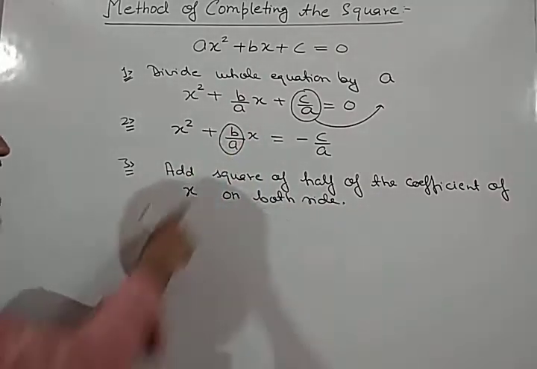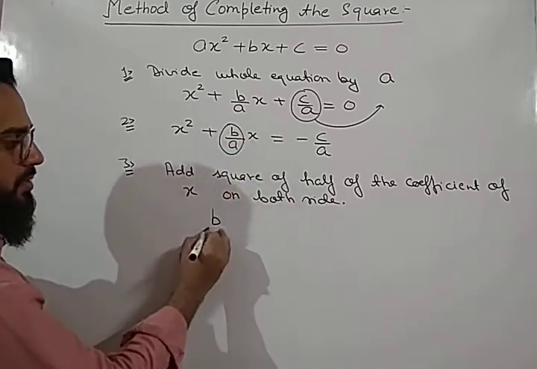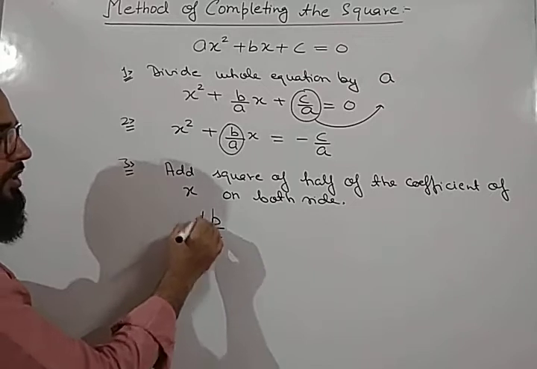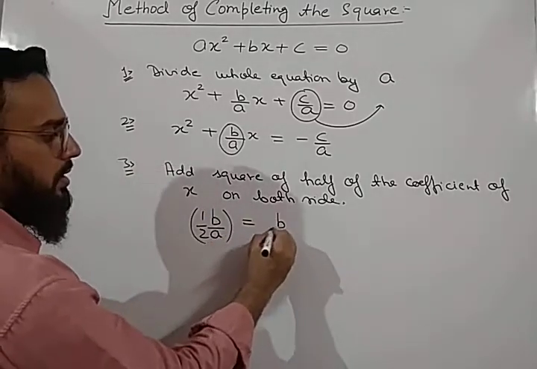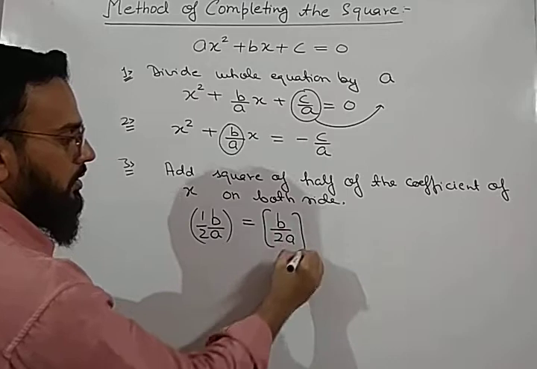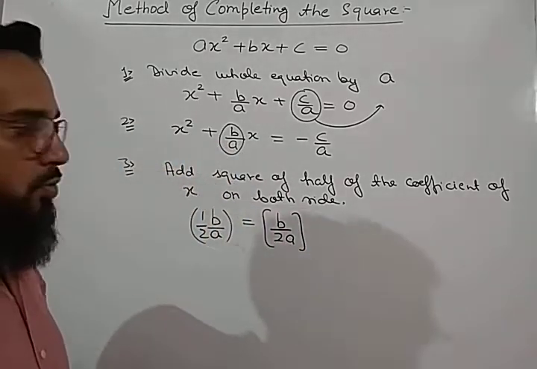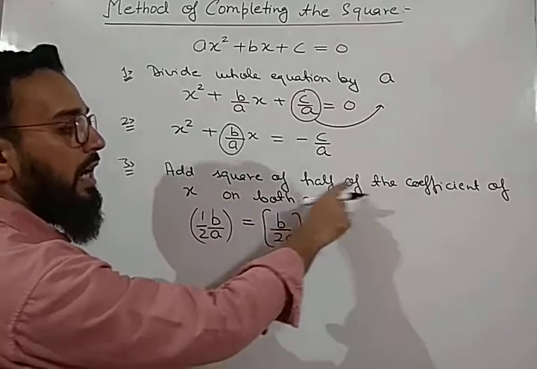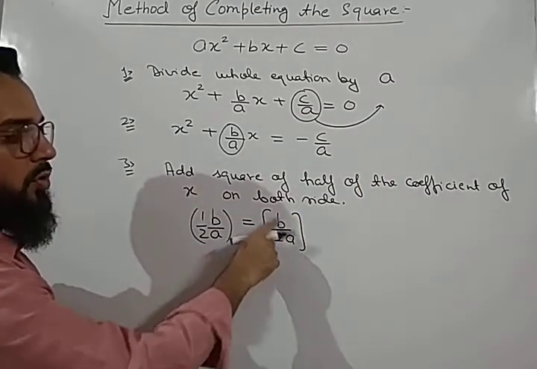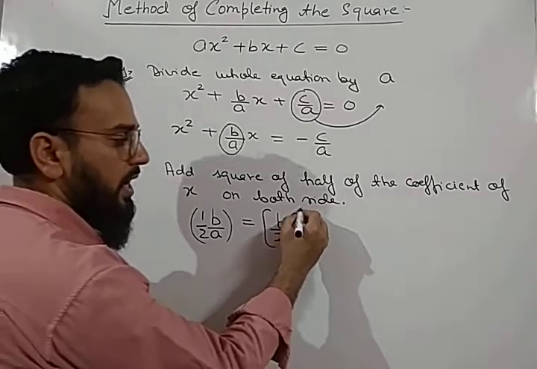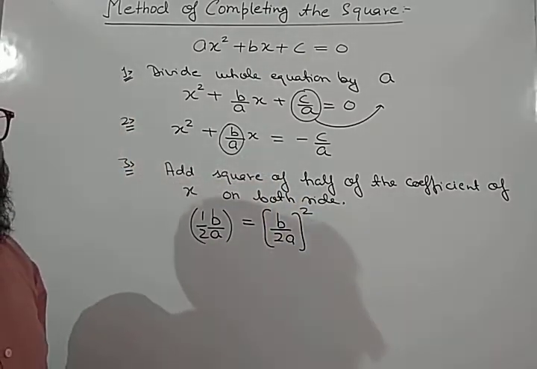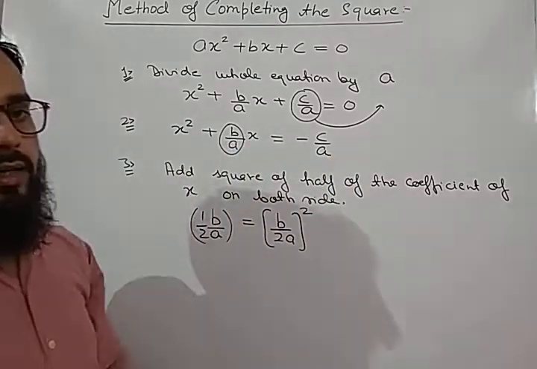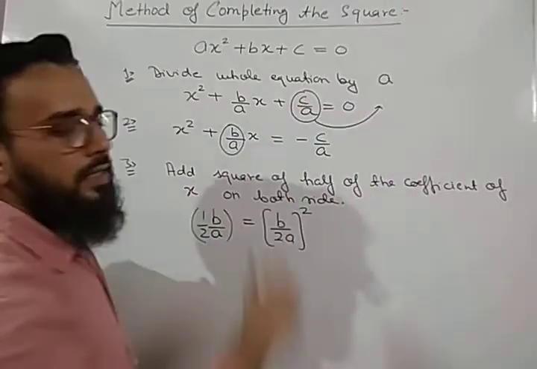So what will happen here? Here the coefficient of x is b upon a. So its half will be 1 upon 2 into b by a, or we can write it as b by 2a. Then we have to square the half of the coefficient of x. Half of the coefficient of x is b by 2a, so its square will be b by 2a whole square. So this term we have to add on both sides, that means left hand side as well as right hand side.